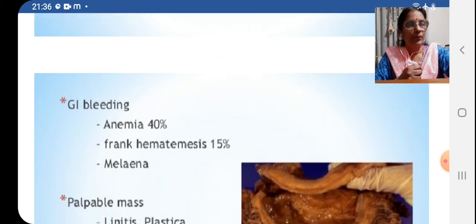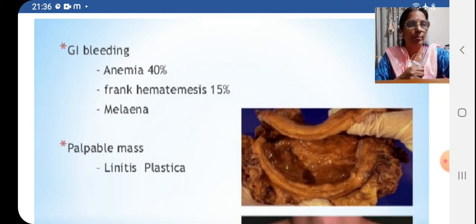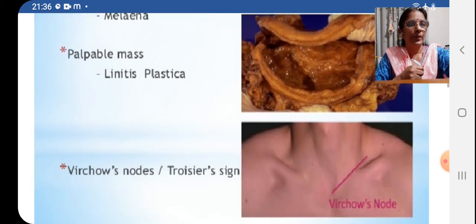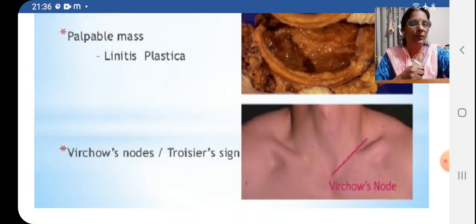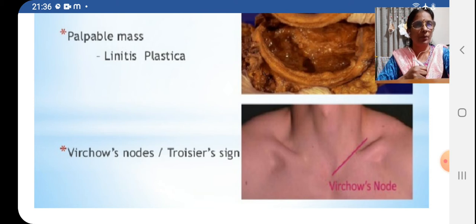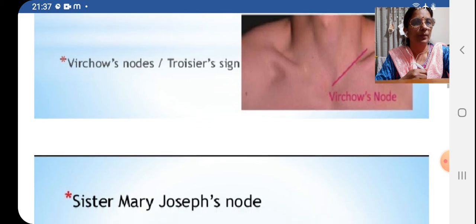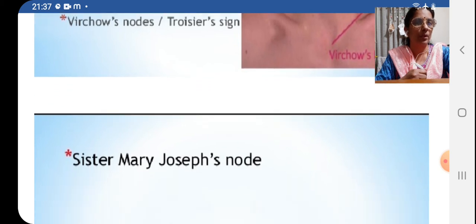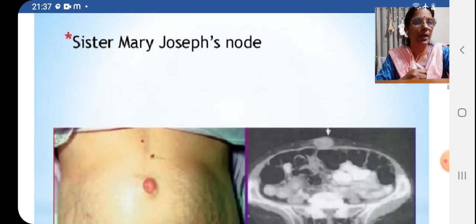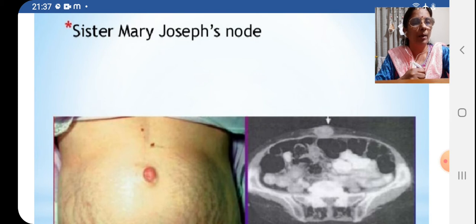Then the patient can have, if the bleeding is more, melena. Sometimes the patient can present with a palpable mass, especially in linitis plastica. A patient comes with a mass in the epigastric region. And sometimes the patient may come with an enlarged left supraclavicular node, that is Virchow's node, or it is called Trousseau's sign. You can see the node here between the two heads of sternocleidomastoid. And Sister Mary Joseph node, that is, in advanced cases, the patient may come with a nodule in the umbilicus.